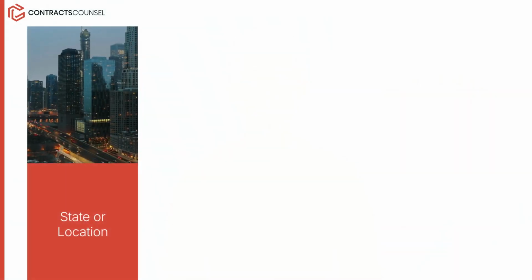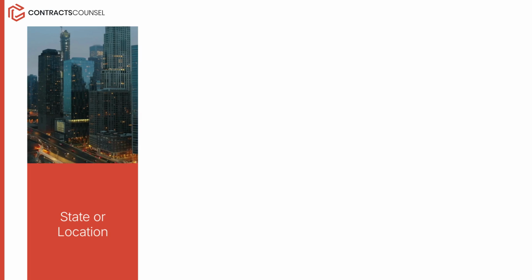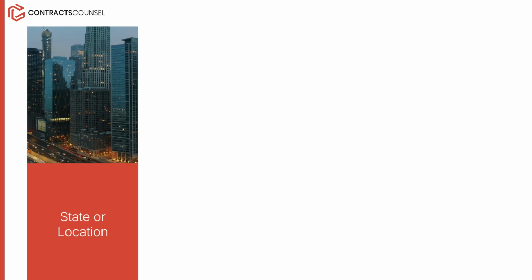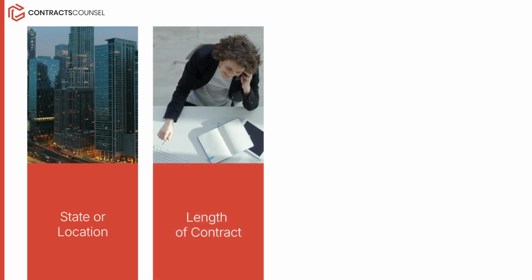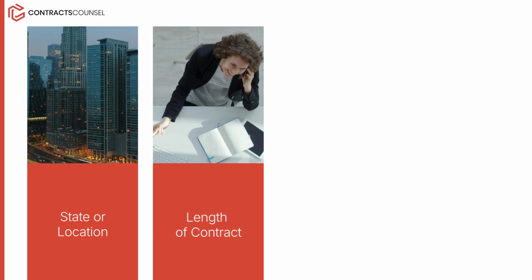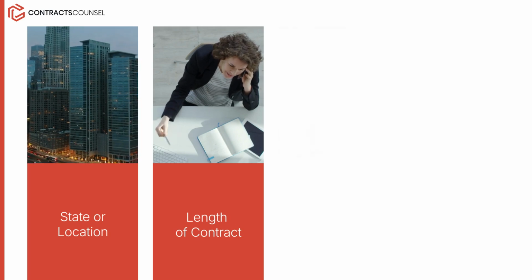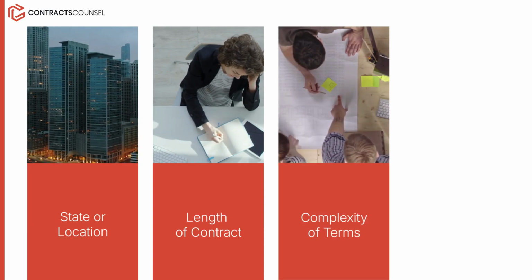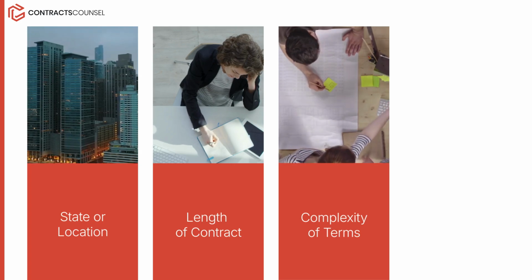State or location. Lawyer fees may vary based on where they are located. For example, a lawyer in New York City will likely have a higher rate than a lawyer in Tulsa, Oklahoma. Length of contract. Given lawyers traditionally bill by the hour, a longer contract with more pages will require more of their time, which can make the legal costs higher. Complexity of terms. If there are complicated terms in the agreement, it can increase legal fees since it will require the lawyer to spend more time working on the project.